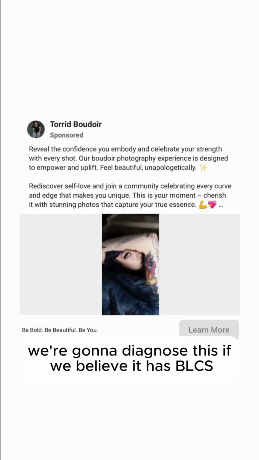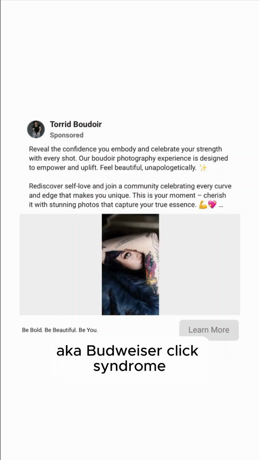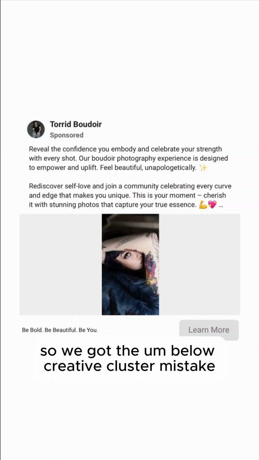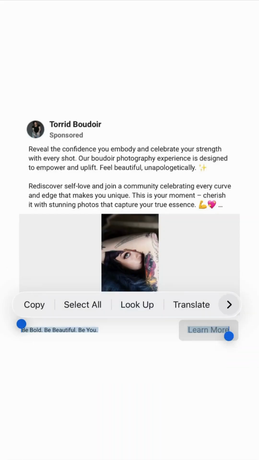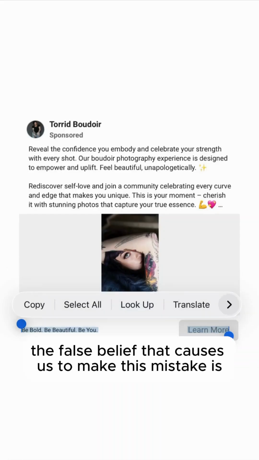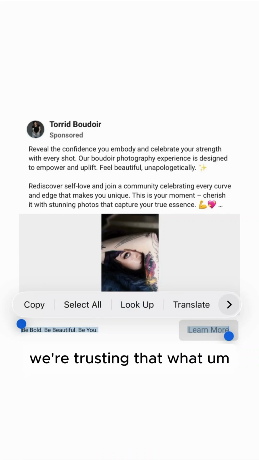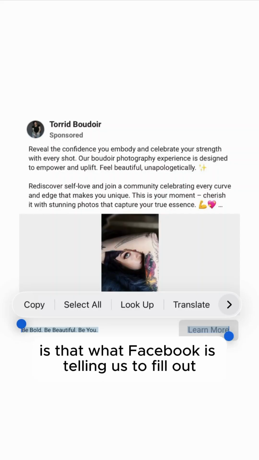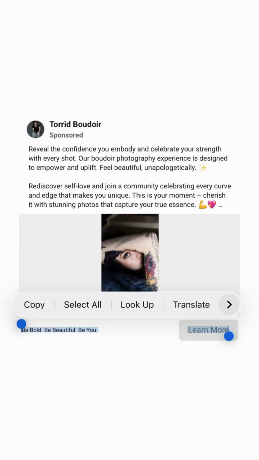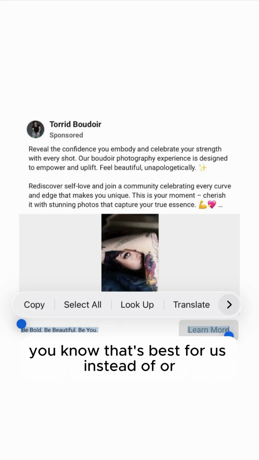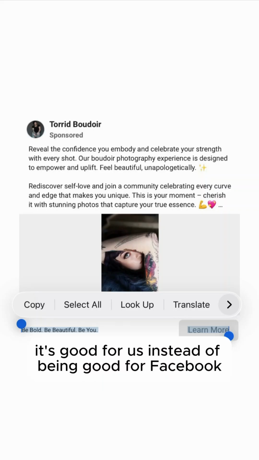All right, now we're going to diagnose this if we believe it has BLCS, aka Boudoir low click syndrome. So we have the below creative cluster mistake. The false belief that caused us to make this mistake is we're trusting that what Facebook is telling us to fill out is actually what we should fill out, and that's best for us, or good for us instead of being good for Facebook.